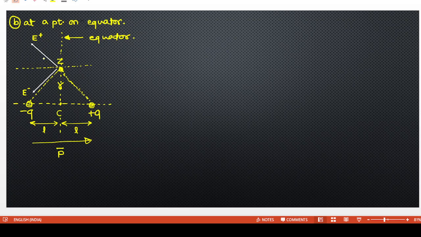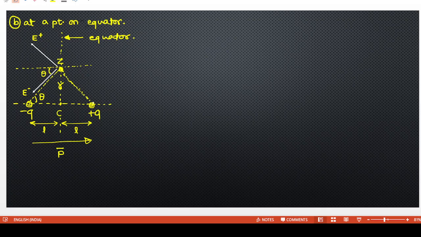So these are the two electric fields produced at point Z. We will choose one axis horizontal, one axis vertical, and we will resolve these vectors. We will check the net value in the x direction and the net value in the y direction, and then we will use Pythagoras theorem. Let us assume this angle as theta. If this angle is theta, this angle is also theta.